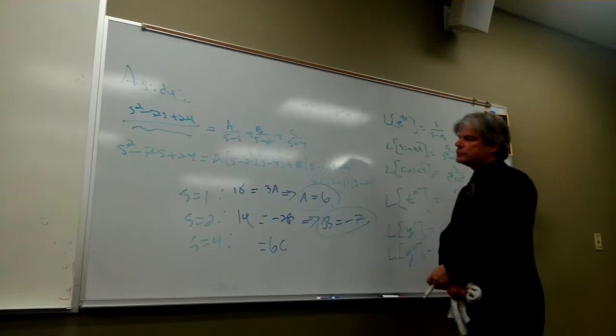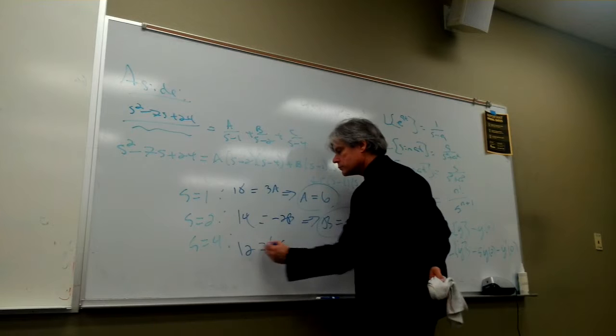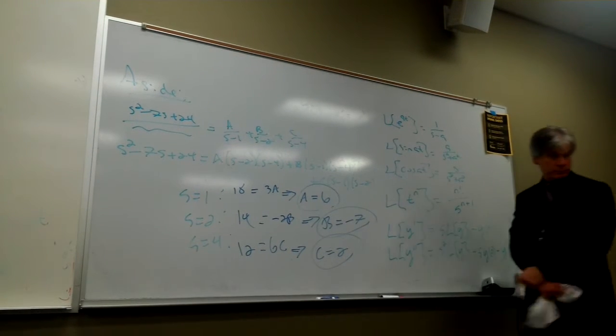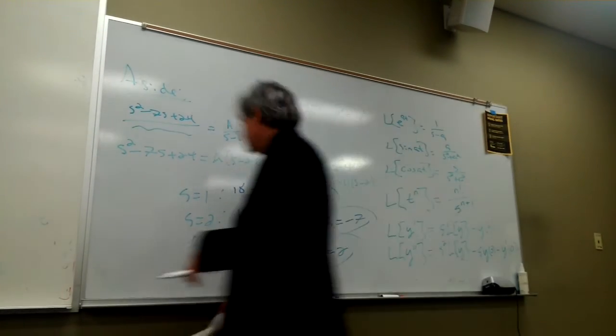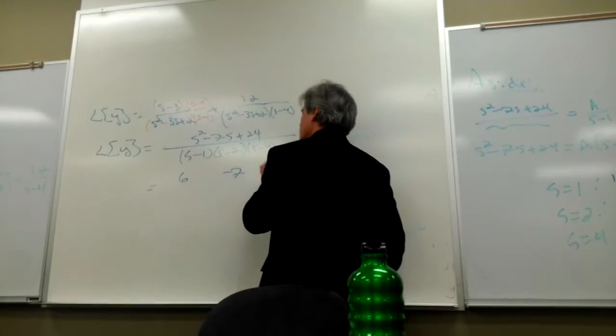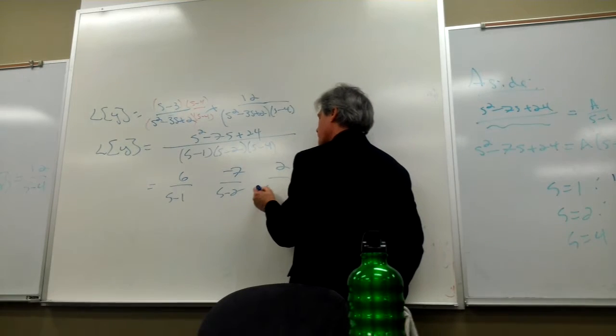being equal to... is that 12? So c is equal to 2. Shoot, that is really nice. So 6, negative 7, 2. I said 6, negative 7, and 2, all over my s minus 1, s minus 2, and s minus 4.